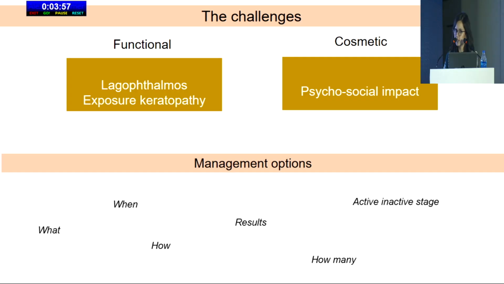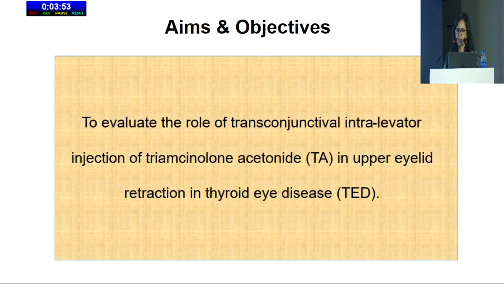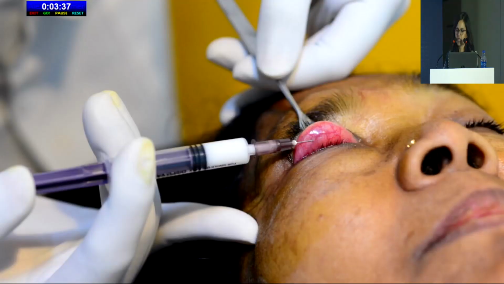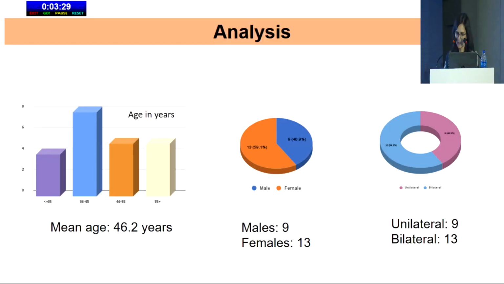So we had a few pertinent questions in our mind, and with these questions, we set out to evaluate the role of transconjunctival intralevator injection, which was given to 22 patients in 37 eyes. It was a retrospective interventional case series done between January 2019 and August 2022. All the patients underwent triamcinolone injection in an OPD setting with a 26 gauge needle subconjunctivally, with the needle directed towards the levator muscle.